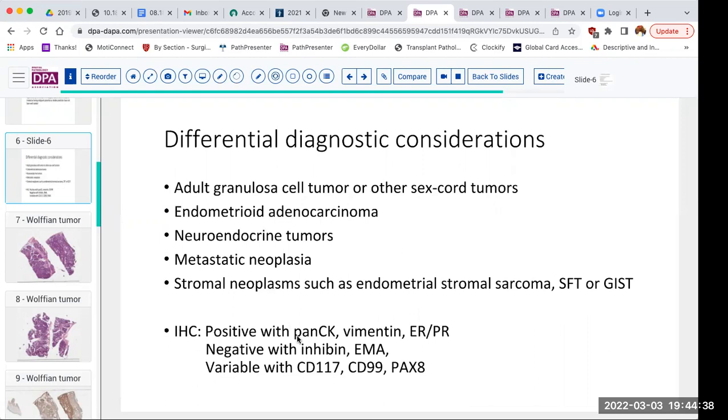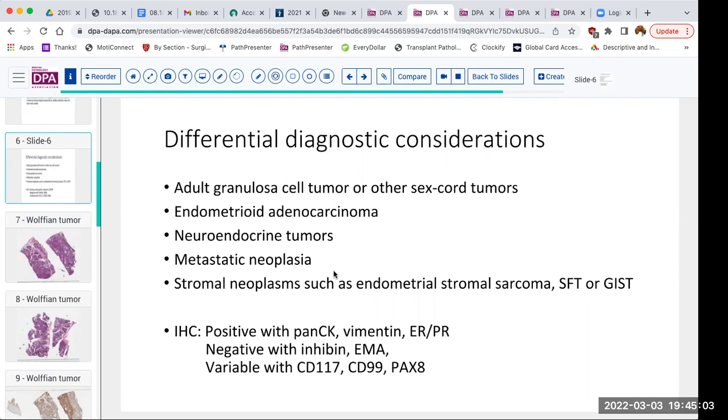This is a distinctive tumor in the sense that it is often positive with both cytokeratin and vimentin. It may express hormones, androgen receptor as well, but it's negative with the usual sex cord stromal markers. So that's helpful to rule out that piece of things. And then variable staining with these other markers.